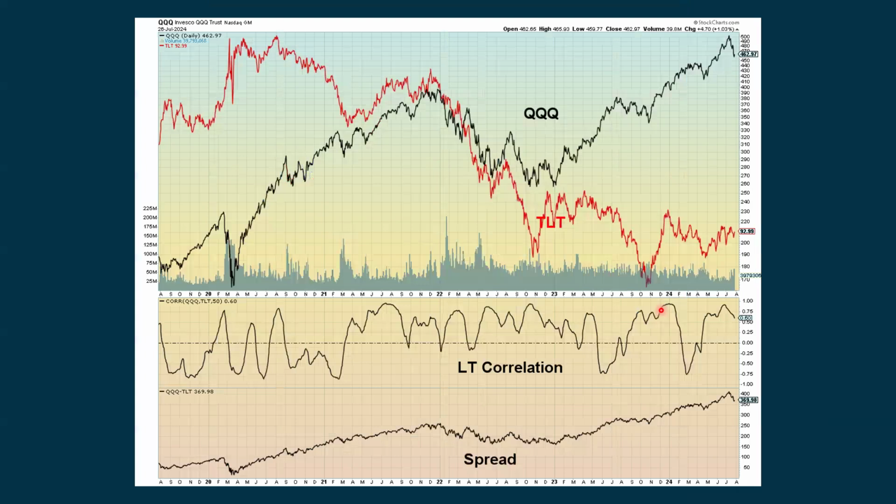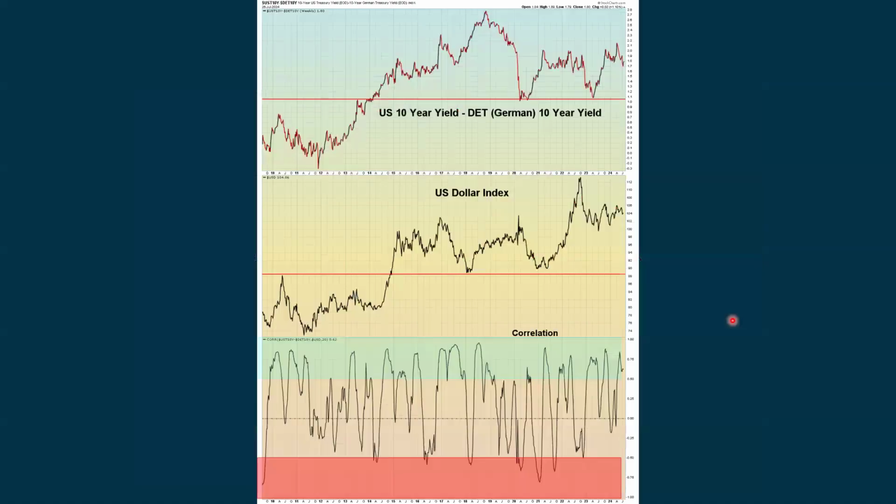And we look at the QQQs and then that same TLT, the long-term bond ETF, and we see kind of the same thing here, where even though it's dropping, it's a fairly strong correlation between the two. So if bonds are going up, interest rates are going down, that often will help the QQQs, which are the NASDAQ 100 stocks. And this is kind of an interesting chart.